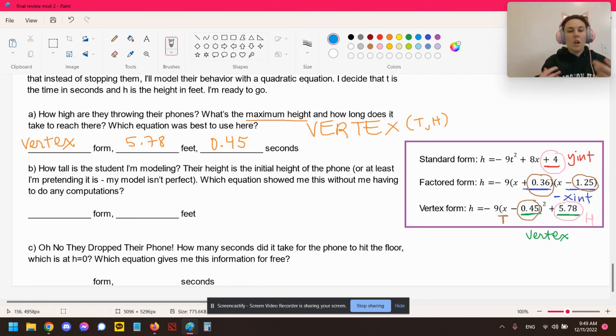Question B, how tall is the student I'm modeling? Their height is the initial height of the phone, or at least I'm pretending it is. My model isn't perfect. Which equation shows me this without having to do any computations, right? If I'm looking for initial height, so like y value, because height is the y value at the very beginning, this is the y-intercept. So I'm going to look at standard form and just write 4 feet.